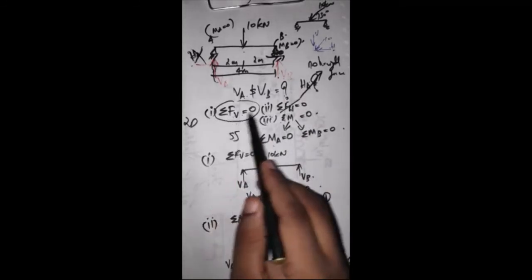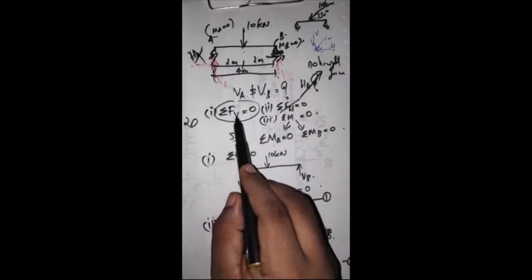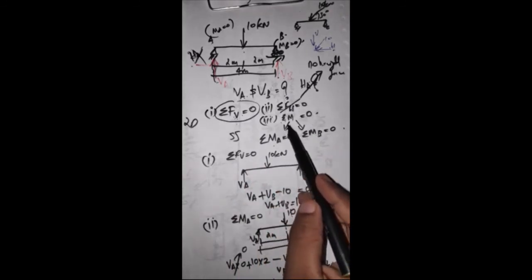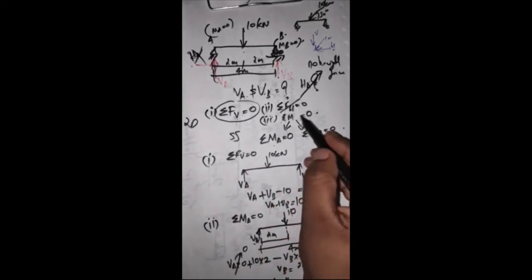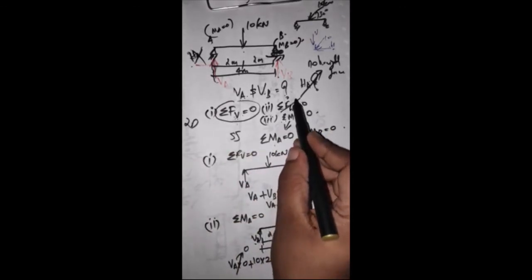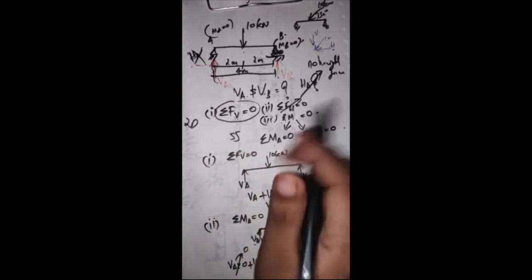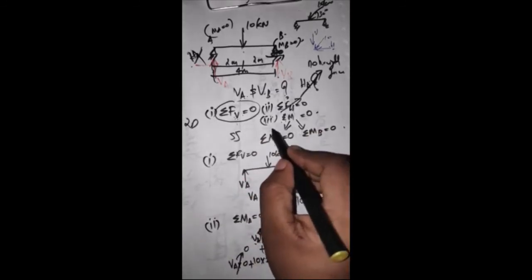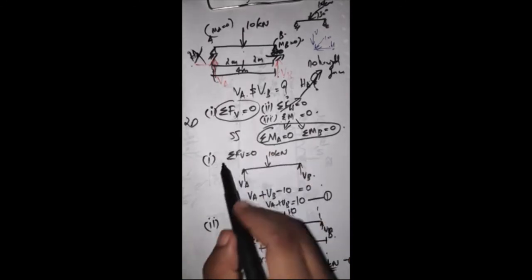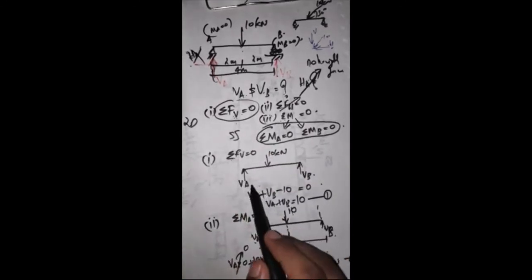Now the available equations are sigma V, vertical force should be 0, sigma of the horizontal force should be 0, and moment about a point should be 0. Since horizontal forces are not there, this condition cannot be used. Therefore we can take these two conditions. So first of all we take sigma V is equal to 0.